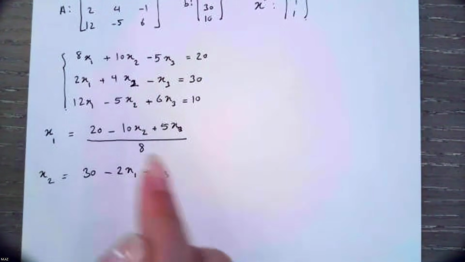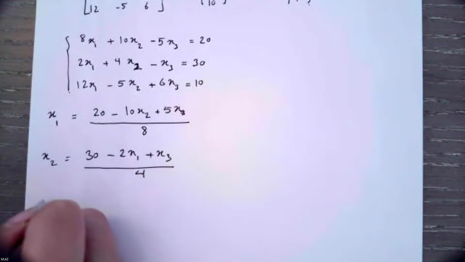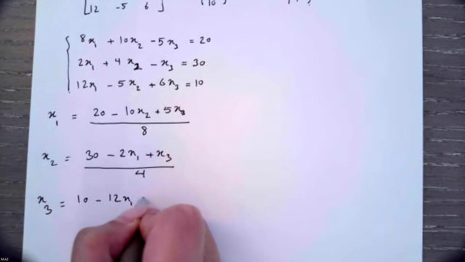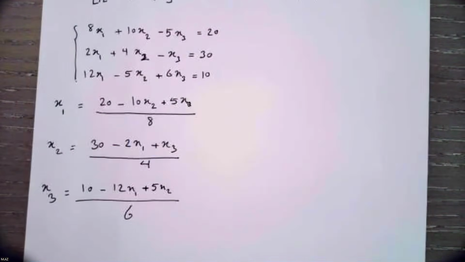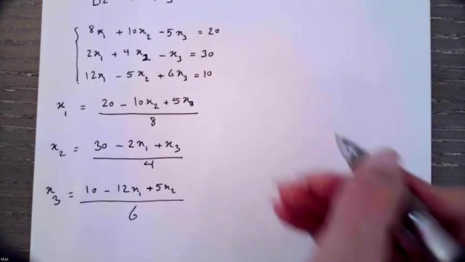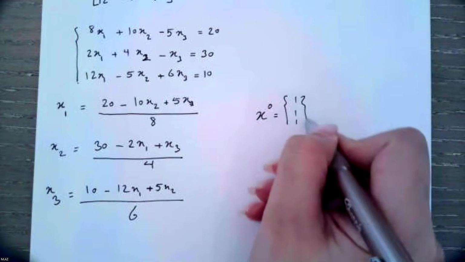As you can see, the coefficient of x2 is 4. And this is for equation 3. And again, the coefficient of x3 is 6. Now we rewrite these three equations so that in this format we can apply the Jacobi method. The initial guess is given as 1, 1, 1.